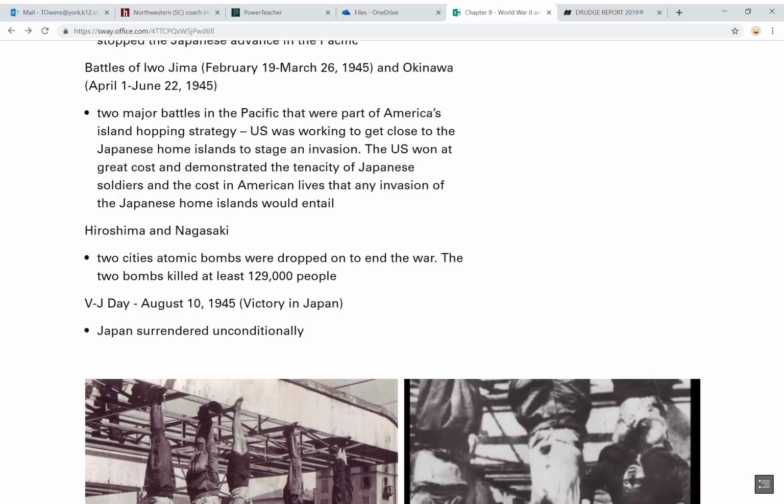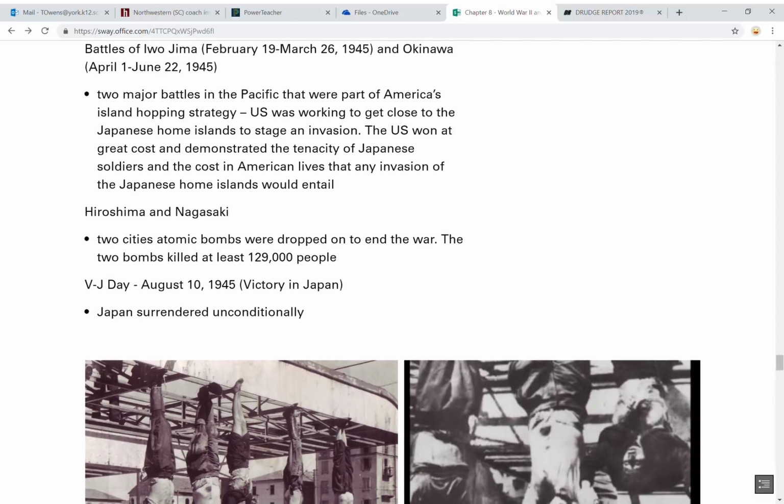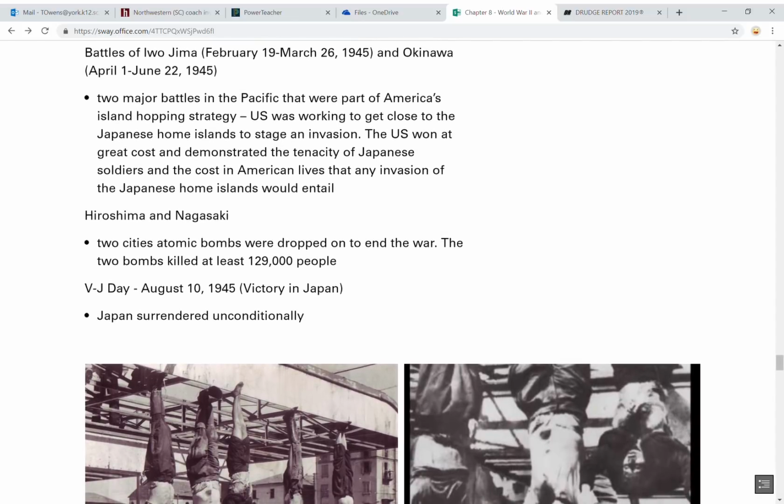And what happens is that we begin to realize that taking Japan is not going to be like taking France. It's not going to be the same thing, the liberation of France. The people in Japan are not going to come out and be happy that we're there. They're going to fight us.